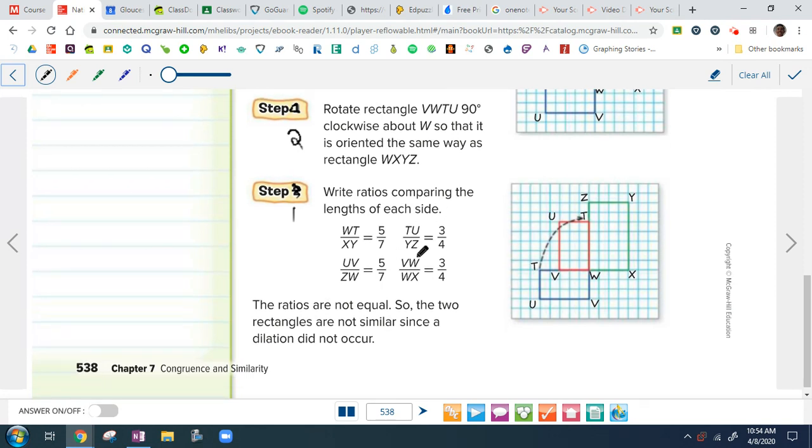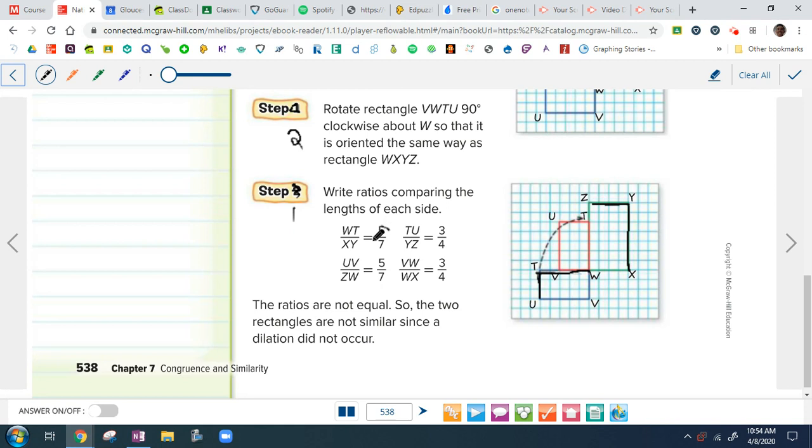All right, so here we go. Let's find the corresponding sides. It looks like they say that WT is corresponding with XY. XY, where's XY? There it is. XY. Okay, so we're just going to check out those lengths. All right, and 5 to 7. Then we'll do, let's check out TU, and YZ. All right, and check out those lengths.